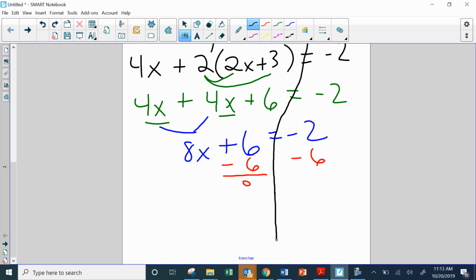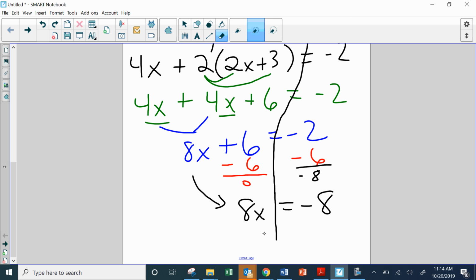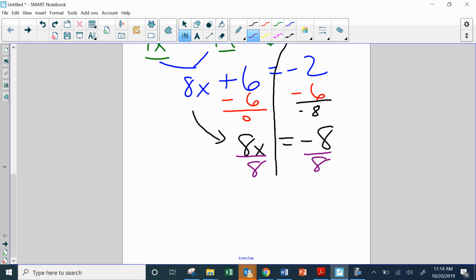So I now get, I bring down the 8x, I get 8x equals -8. Now to the last step, I'll go back and divide by 8 on both sides, again, left side and right side separated by the equal sign. So now I get x equals -1.